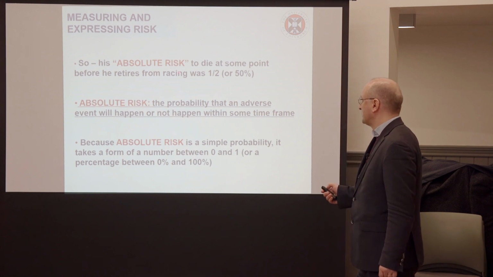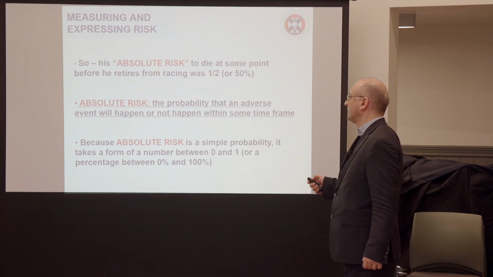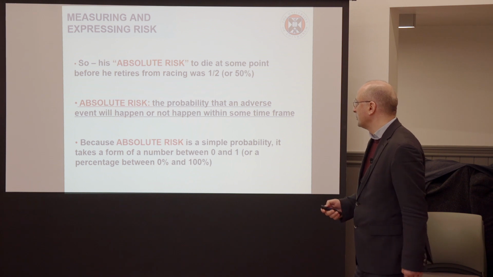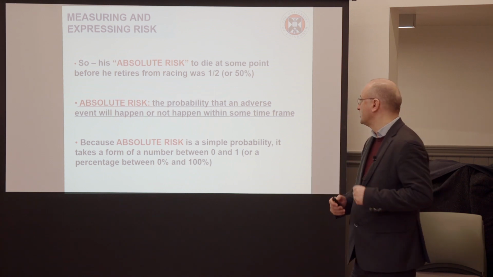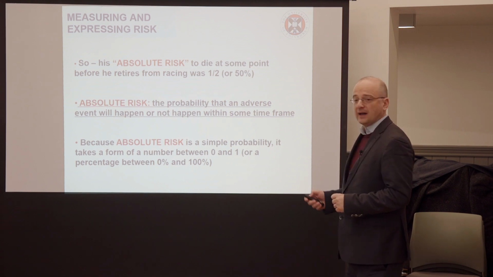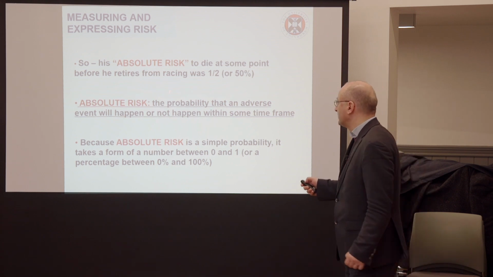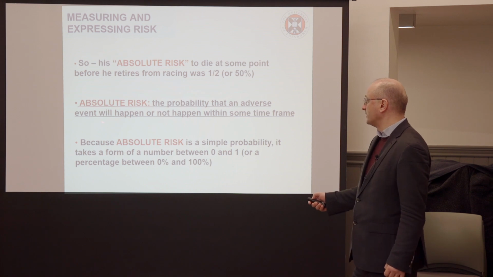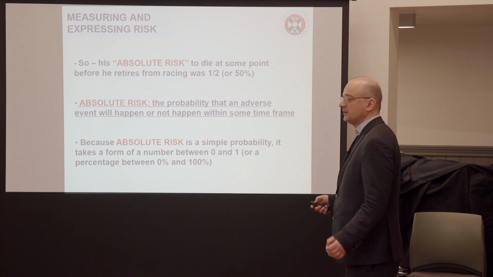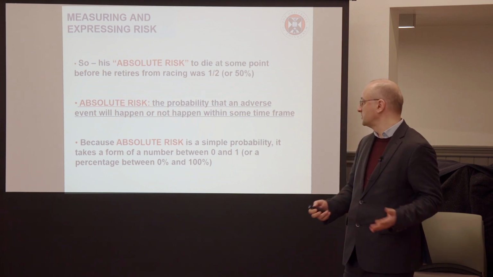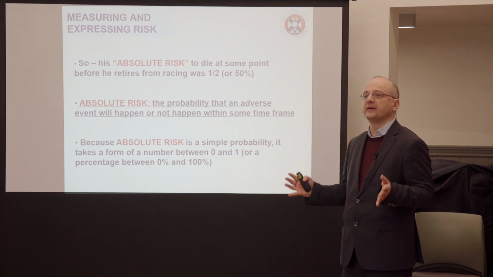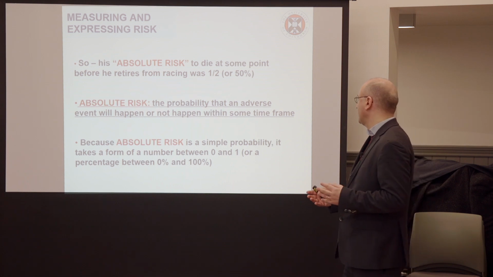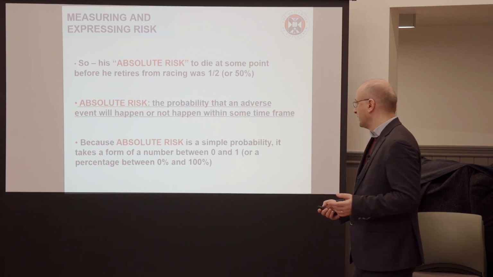So his absolute risk to die at some point before he retires from racing was 1 in 2 or 50%. And now we're talking about absolute risk. We are introducing the measure of risk, absolute risk. What is absolute risk? That's the probability that an adverse event will happen or not happen within some time frame. So that's what you want to know. If I have 10 years of career as a Formula 1 racer, what is the risk that I'm not going to make it? And that's what you want to find out.